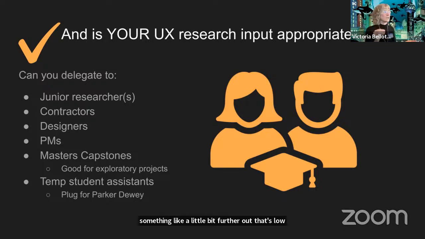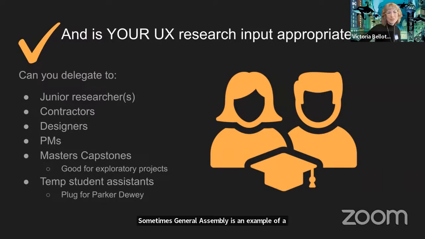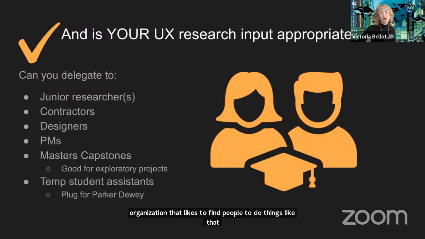And I would just advise them for maybe half an hour a week for a semester or two, and get this math. When I added up the hours that it would have taken me to do that work, it was like a 10x, because the students were just really, really prolific and did great work. Sometimes General Assembly is an example of an organization that likes to find people to do things like that. Well, actually, I was going to say, I've got the one that I know is called Parker Dewey.